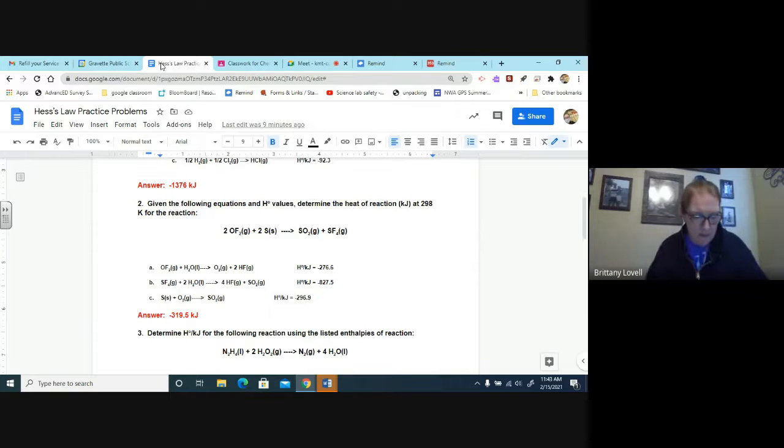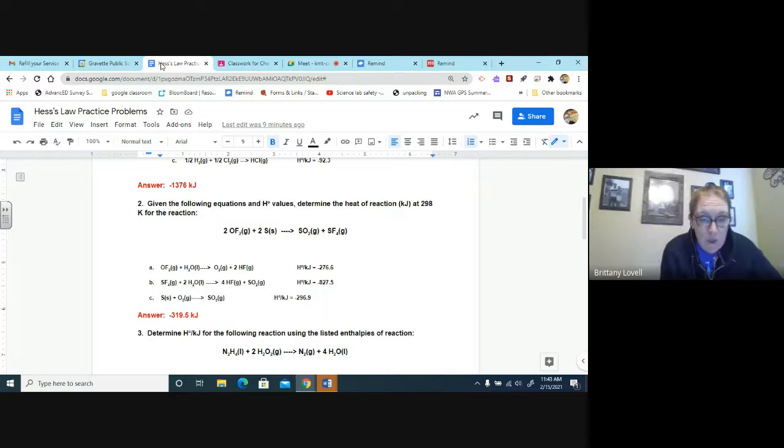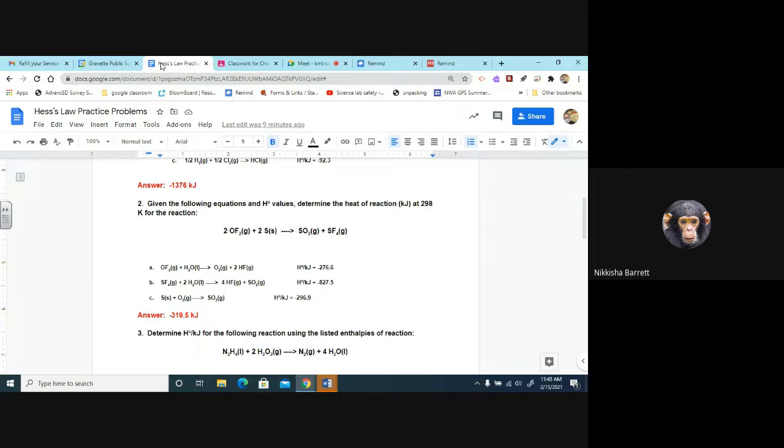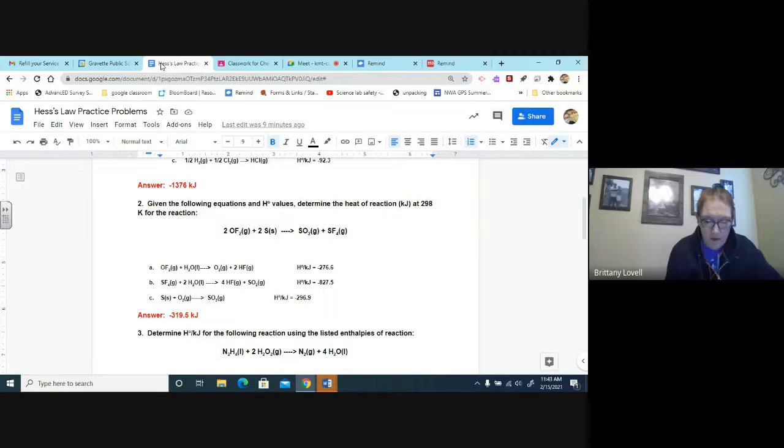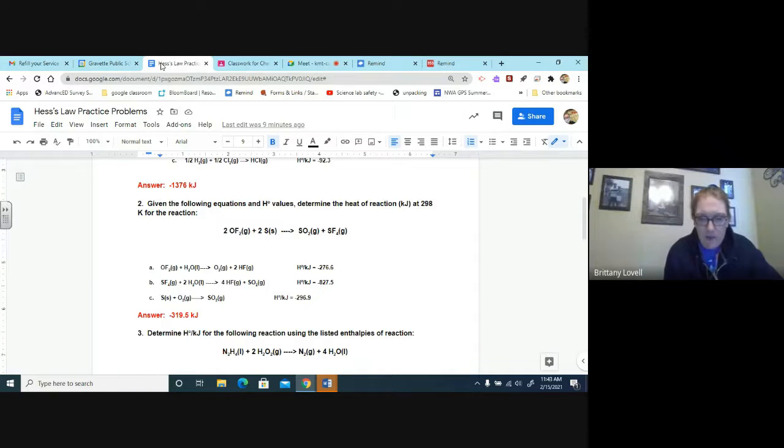You want to keep OF2 on the reactant side, but you also want it to show up as 2 OF2, right? Yeah. So you would have to multiply everything there by 2. Did you do that? I didn't know that I wasn't supposed to flip it. Yeah. So what's your enthalpy value for that one on letter A?